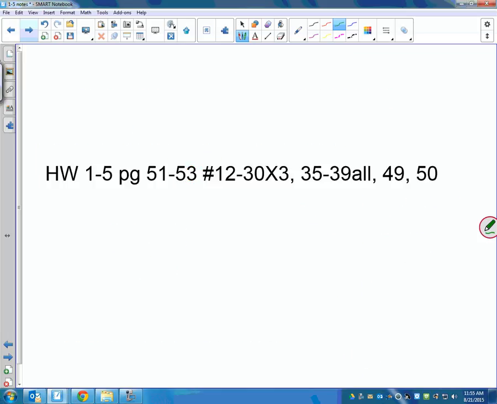So this is homework 1-5. There's a lot of solving for stuff based on whether they're complementary, supplementary, adjacent, vertical. I think 35 through 39 are all yes or no, like we just did, and then 49 or 50 are a little bit more challenging problems. I know it's Friday, and we don't like homework on Friday, but there's going to be a homework quiz on Monday, so just make sure that you do your homework so that you're prepared for the homework quiz on Monday.